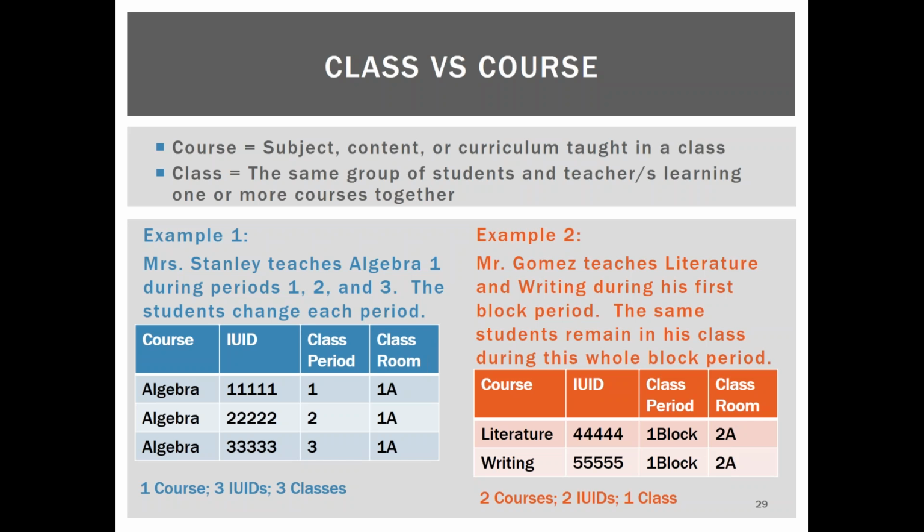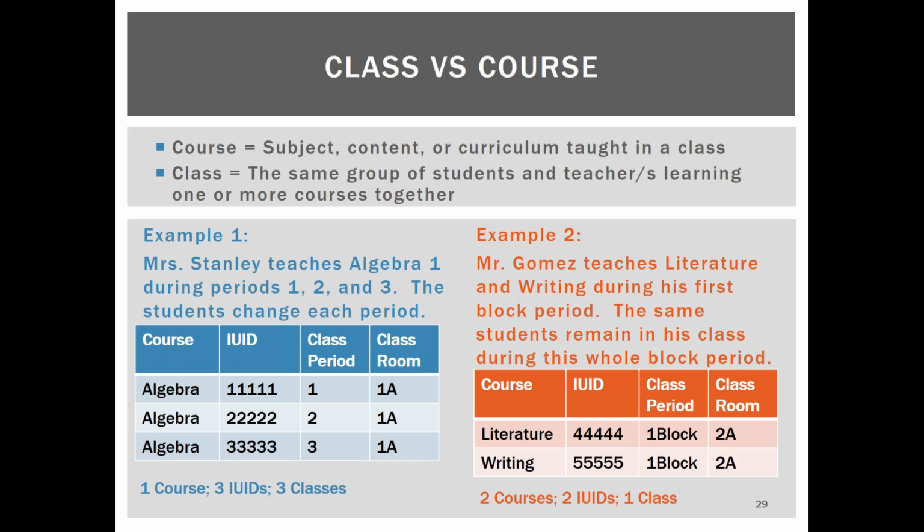Mrs. Stanley teaches Algebra 1 during first, second, and third period, and the students change each period, like you would see in a typical brick and mortar high school. As you can see here, we have Algebra with 3 different IUID numbers because those are 3 different courses. We have class periods 1, 2, and 3 all in the same classroom, 1A, because the teacher isn't moving, but the classes are changing, which is why we have the different periods.